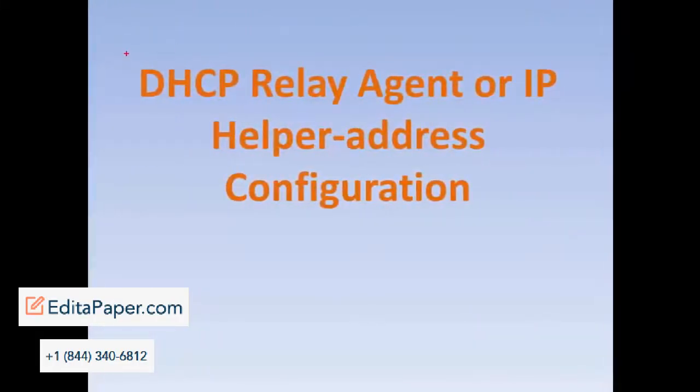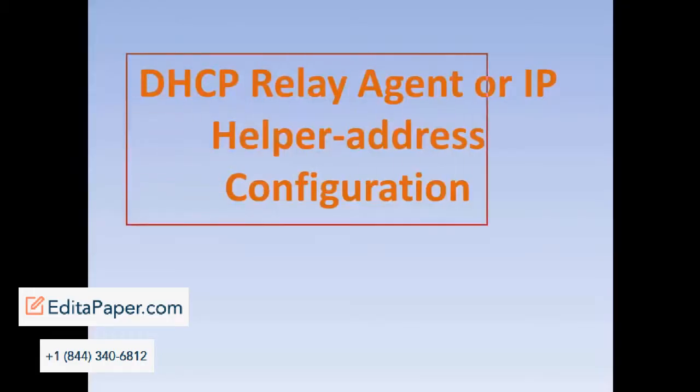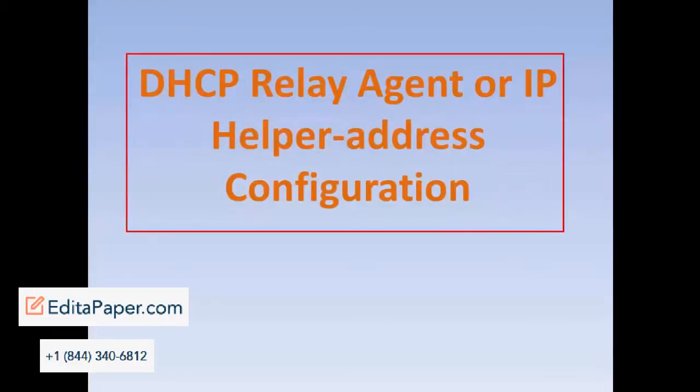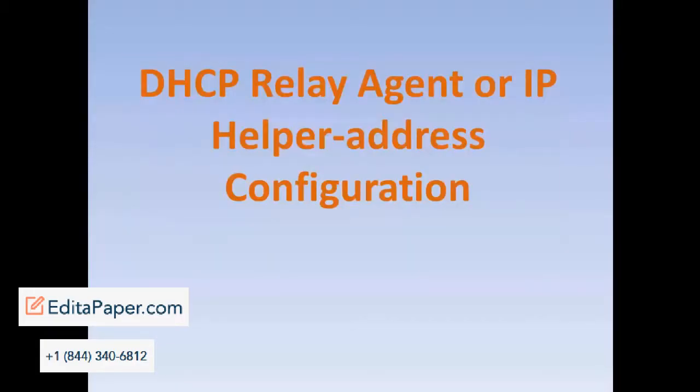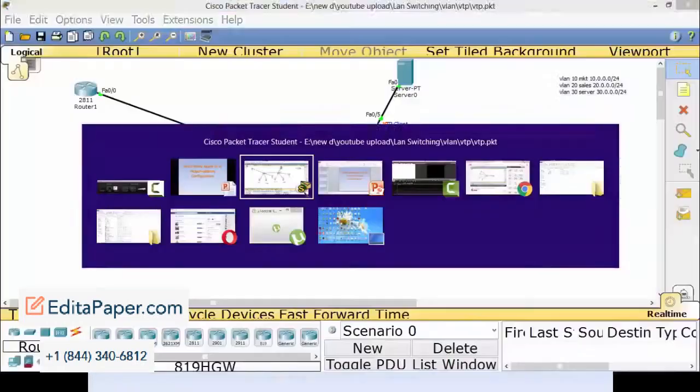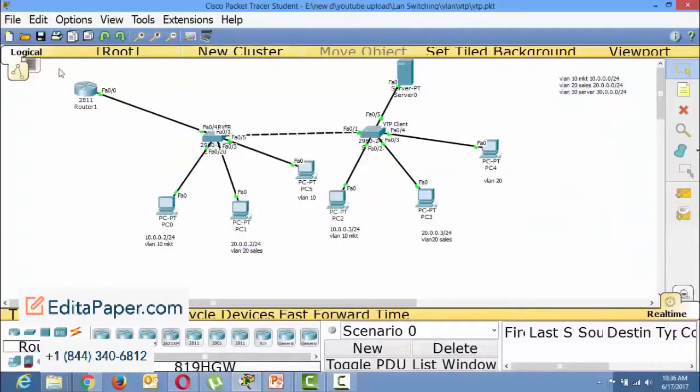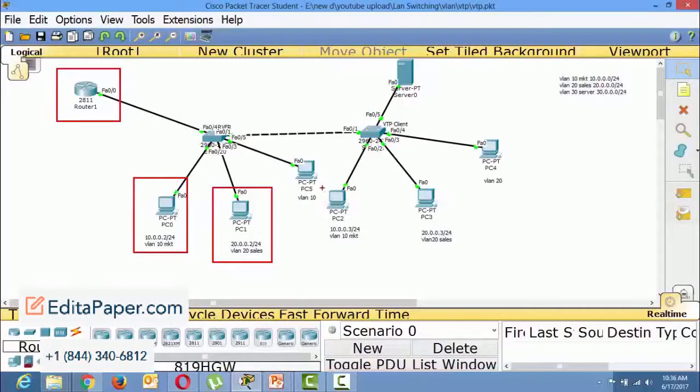In this video, I'm going to explain about DHCP relay agent, or you can say IP helper address configuration. So what does this mean? Let's come back to the same topology. In my previous videos, I have configured this router as a DHCP server to assign the IP to all different VLANs. Here also, VLAN 10, VLAN 20, and a single router is doing all the IP assignment to the different VLANs.